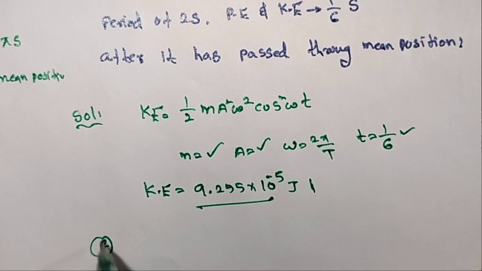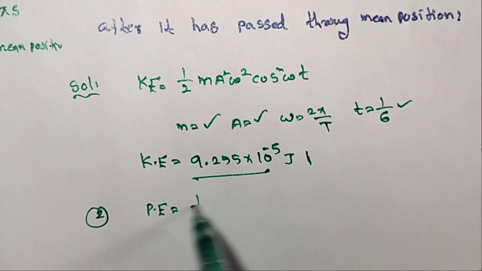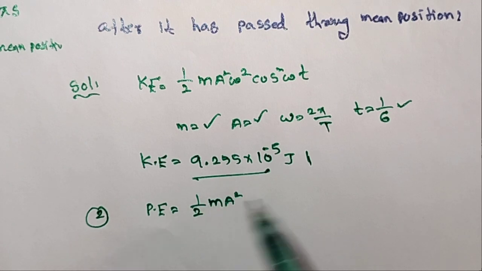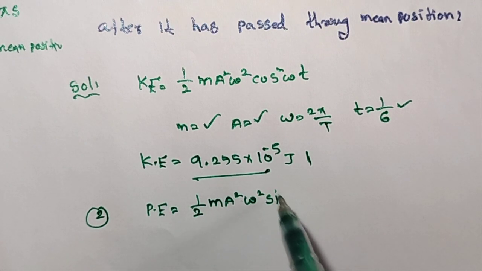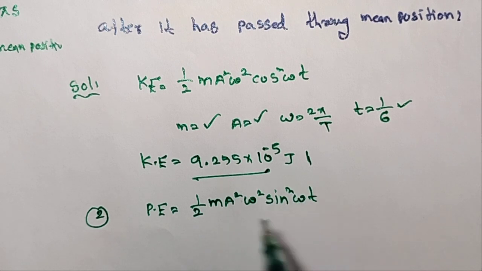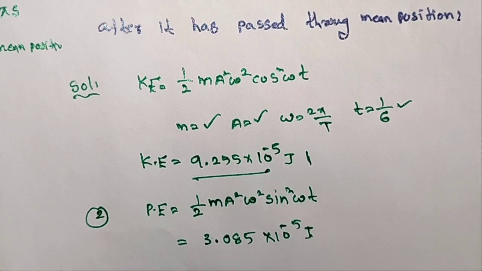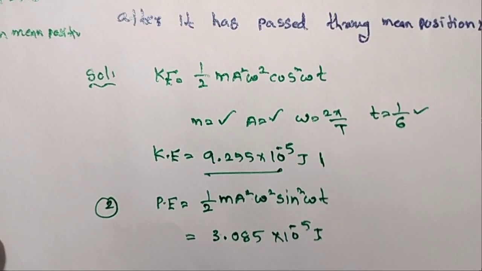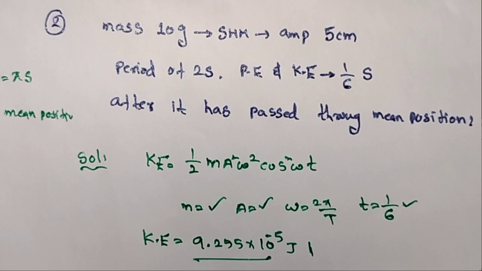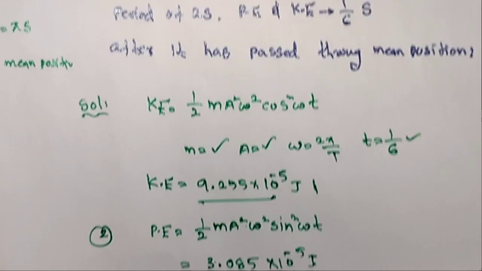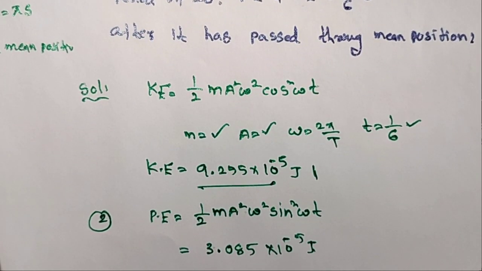And second, you can calculate the potential energy. What is the formula of the potential energy? 1/2 m a square omega square sine square omega t. So you can substitute all values. Finally you can get 3.085 into 10 power minus 5 joules. So this is another problem. Please calculate the homework problem.